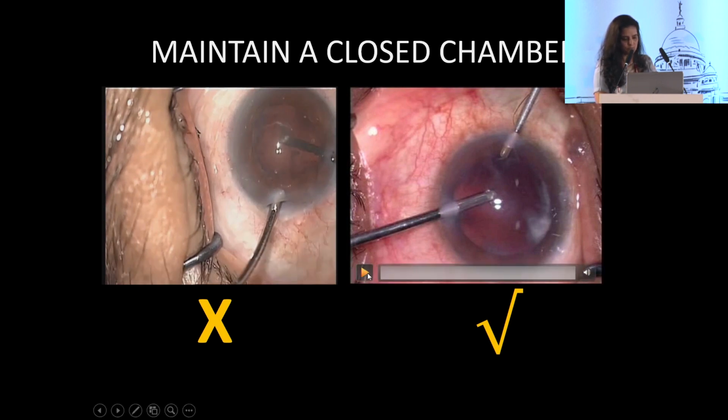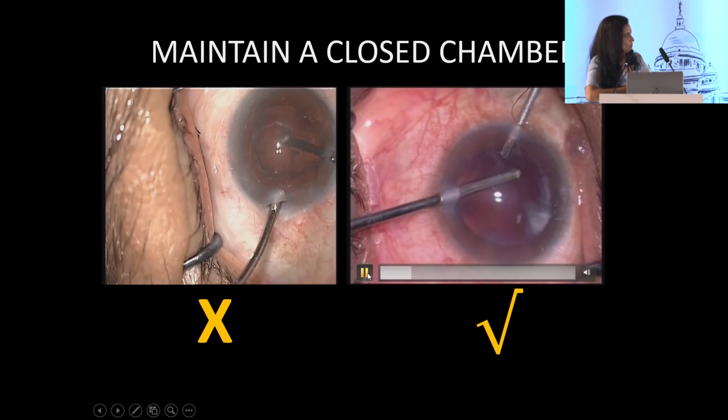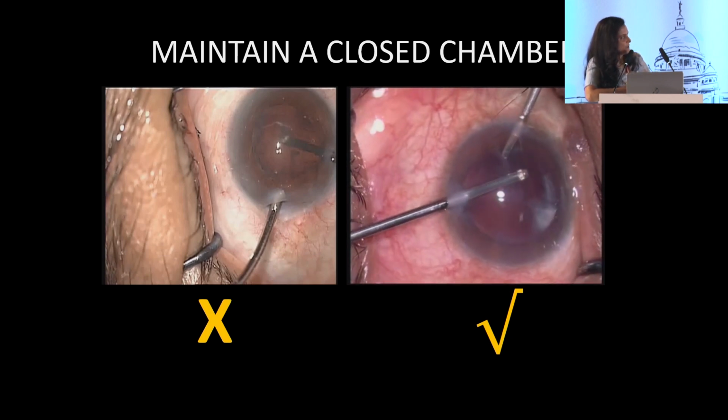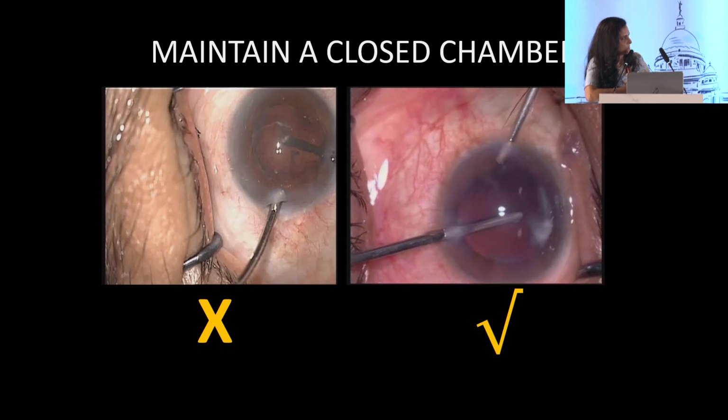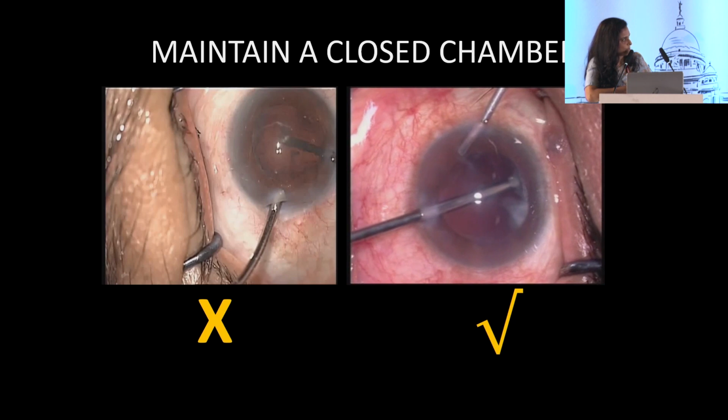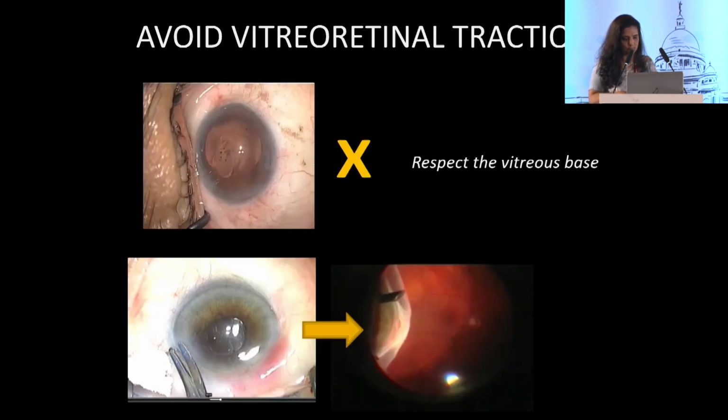Instead, make a side port, suture the main wound if possible, otherwise hydrate it, and then you see how stable the chamber is now when you're doing your anterior vitrectomy. When you do an anterior vitrectomy, the face of the probe should be facing forward. You should be keeping away from the margins of the anterior capsule so that you do not damage it inadvertently.